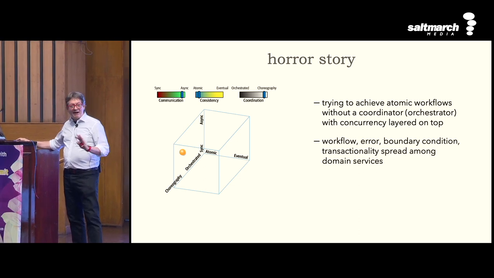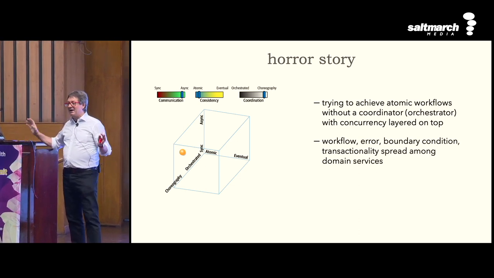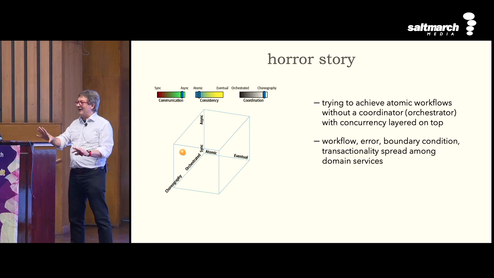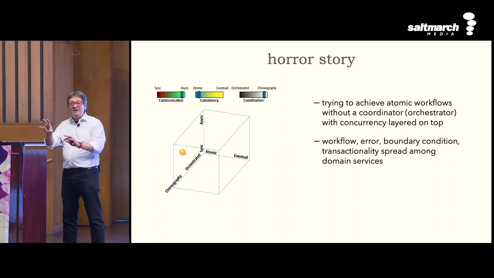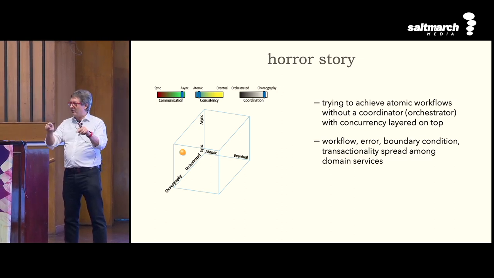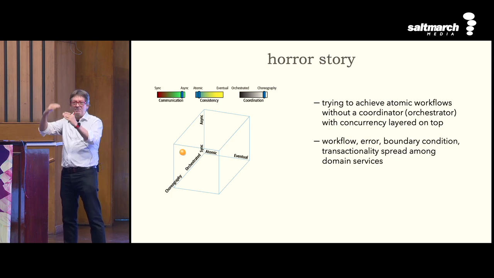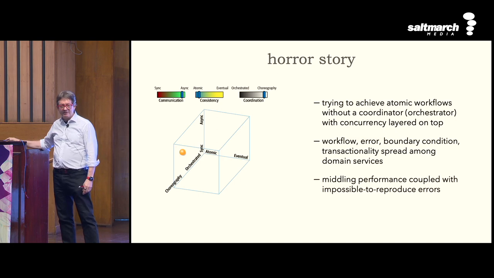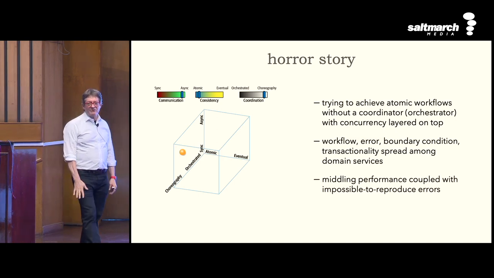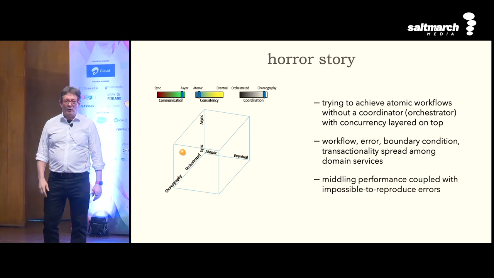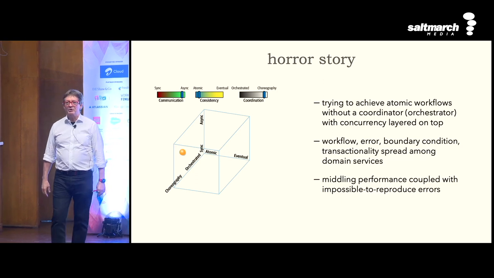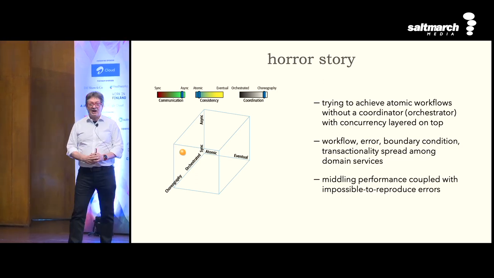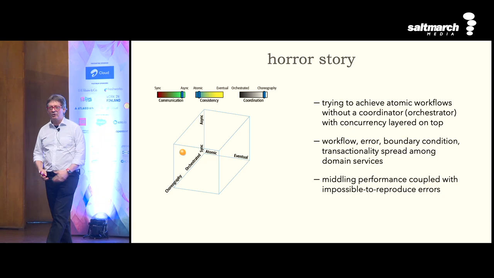Workflow, error, boundary conditions, and transactionality have to all be spread out around those domain services, making the domain services really complicated and really stateful, and they have to keep track of each other and what the pending state of transactions are. Really, really much more complicated. The selling point for this is only so-so performance coupled with impossible to reproduce errors. So if you're really after job security, this is the workflow for you for sure.